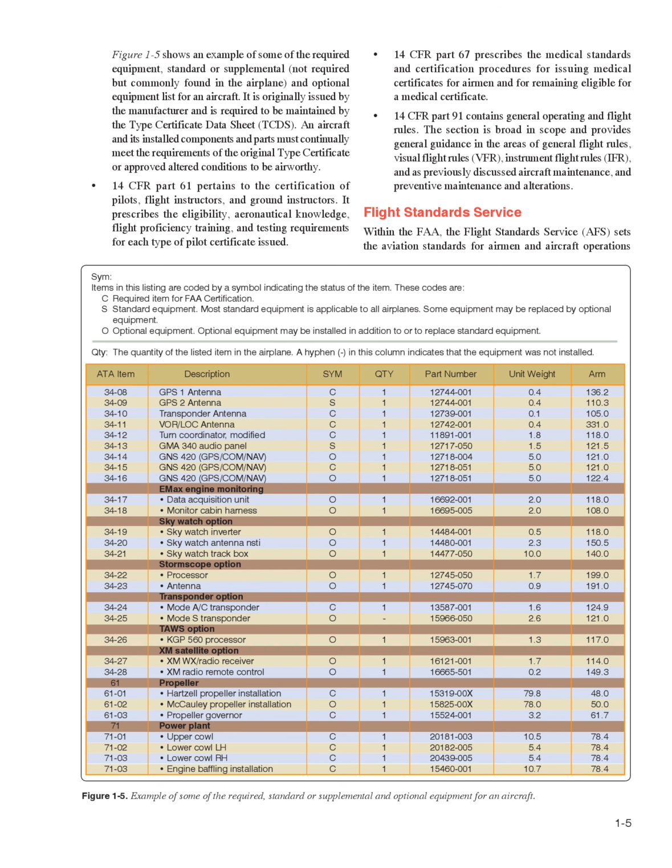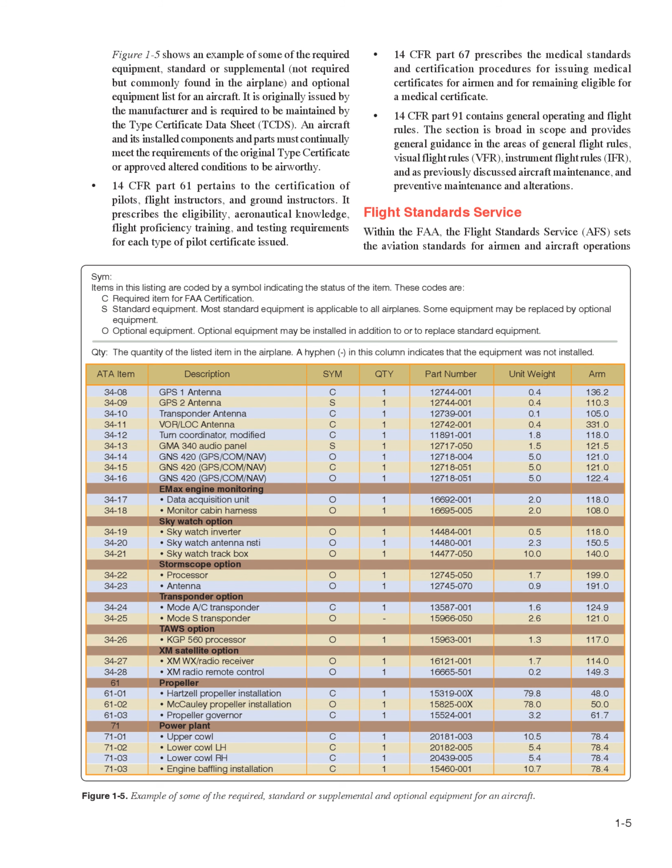GPS 1 antenna, GPS 2 antenna, transponder antenna, VOR/localizer antenna, turn coordinator, modified GMA 340 audio panel, GNS 420 GPS/com/nav, GNS 420 GPS/com/nav, GNS 420 GPS/com/nav, EMAX engine monitoring data acquisition unit, monitor cabin harness, Skywatch option, Skywatch inverter, Skywatch antenna, Skywatch trackbox, Stormscope option, processor, antenna, transponder option, Mode A/C transponder, Mode S transponder, TAWS option, KGP 560 processor, XM satellite option, XM WX radio receiver, XM radio remote control, propeller, Hartzell propeller installation, McCauley propeller installation, propeller governor, power plant, upper cowl, lower cowl LH, lower cowl RH, engine baffling installation.